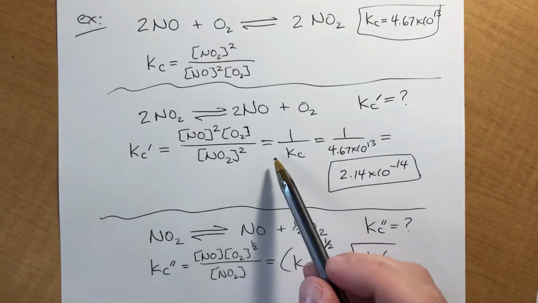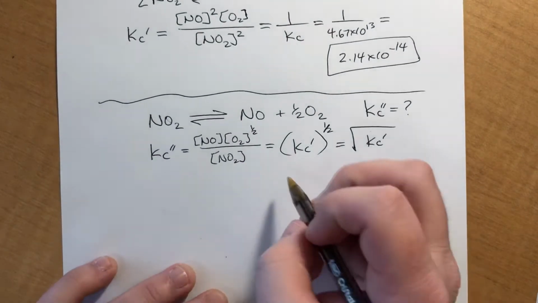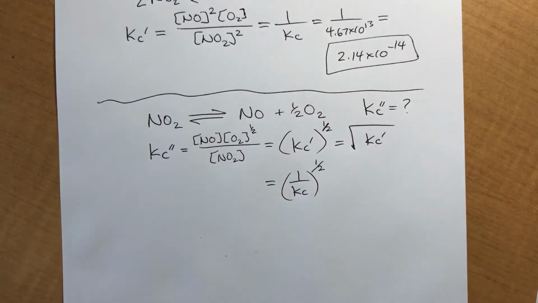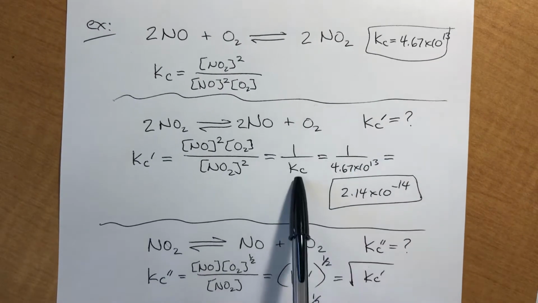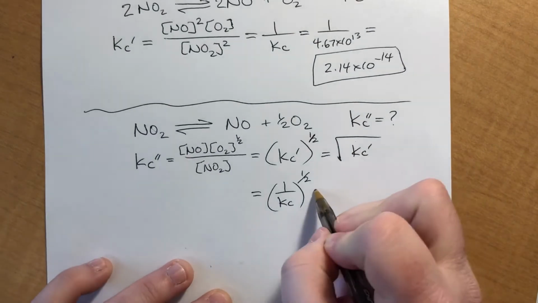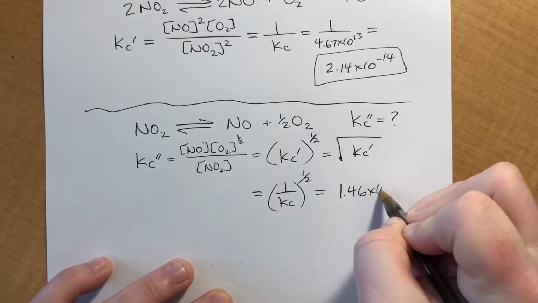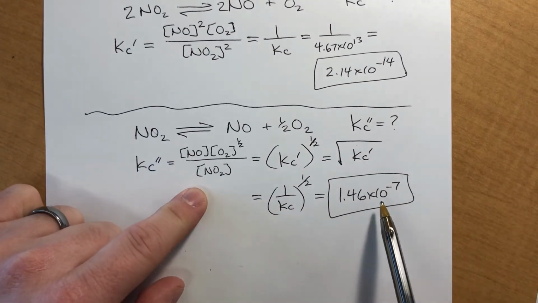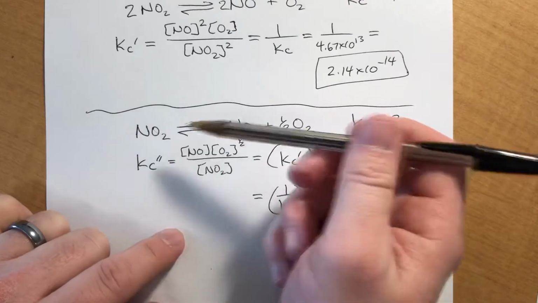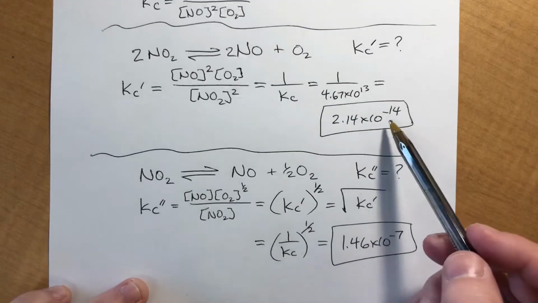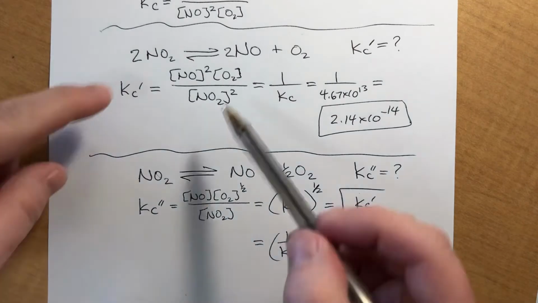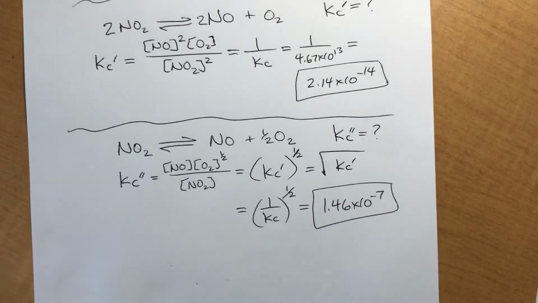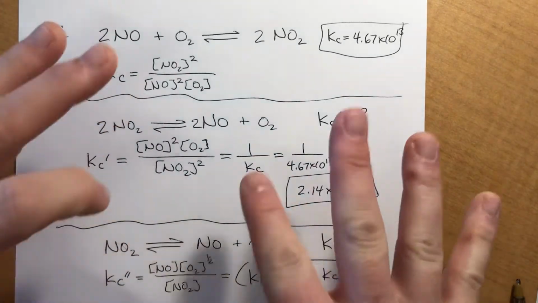Okay. We also said that Kc prime is 1 over Kc. So you can also visualize this as 1 over Kc to the 1/2. So you could start from here, take the reciprocal, and then take the square root, and you would get this number. And the answer comes out to 1.46 times 10 to the -7th. And so for this one, it's still much less than 1. It's telling you the reaction is predominantly going this way, but just not as fast because it's dependent on concentration, and we basically cut the concentration in half by halving all the coefficients. Okay. The important thing here, I do not care about these specific numbers.